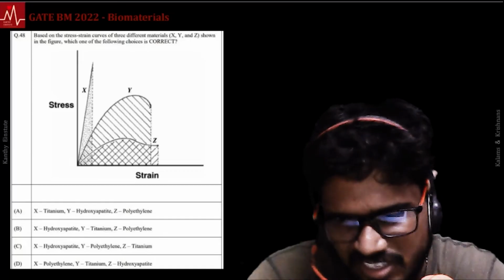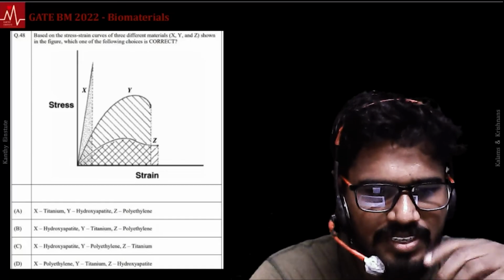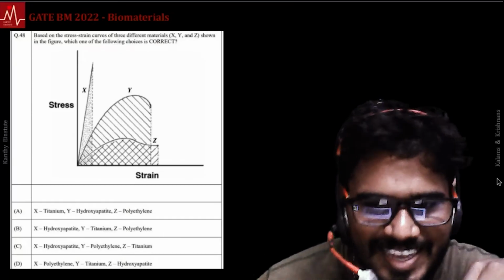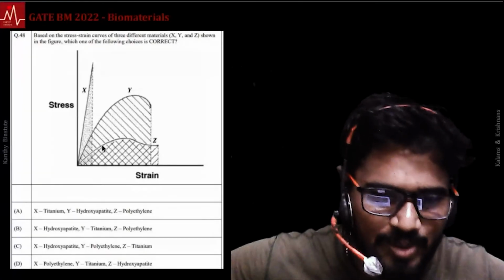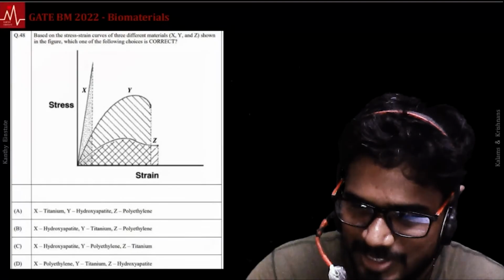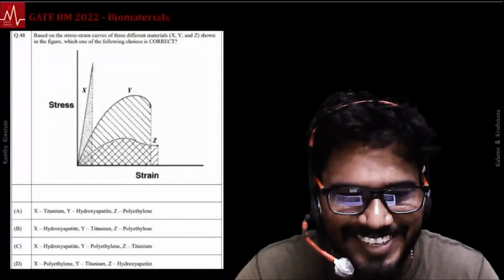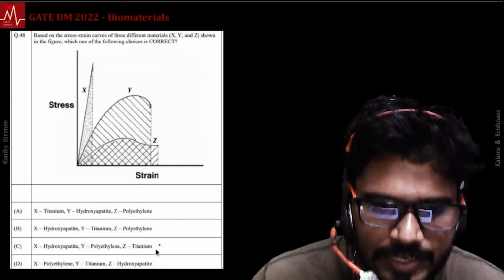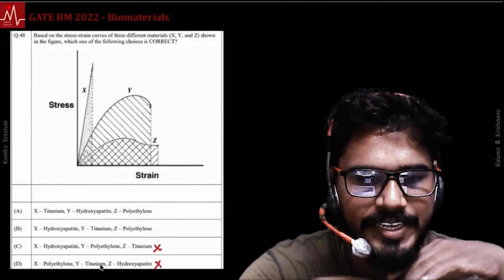What? Hydroxyapatite crystal, I suppose. One is a polymer. The weakest is a polymer. It's like a rubber band, polyethylene, polythene paper. It's polyethylene, is it? Z has to be polyethylene. I ruled out two, it is not titanium.